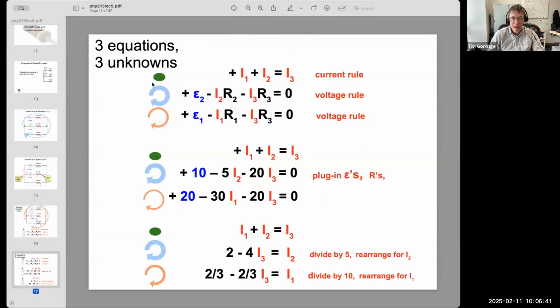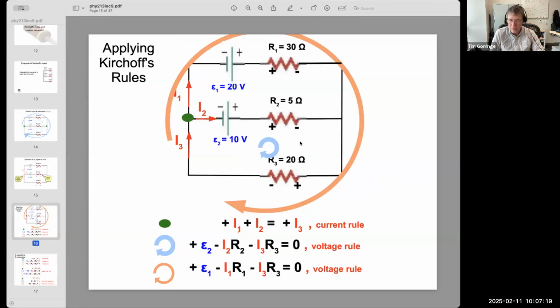I know this is sort of an overwhelming amount of equations, but it's basically some basic rearranging, and I tried to put it all on one slide. The problem here is we have 3 equations and 3 unknowns, and we want to solve for those 3 unknowns from those 3 equations. Upstairs here, I just, like a cat, regurgitated the 3 equations from the last slide. This is me cutting and pasting the end result of the last slide up here: the current rule and the 2 voltage rules for the 2 loops.